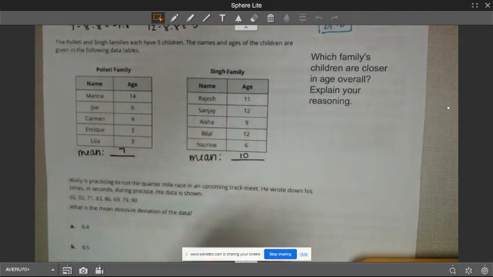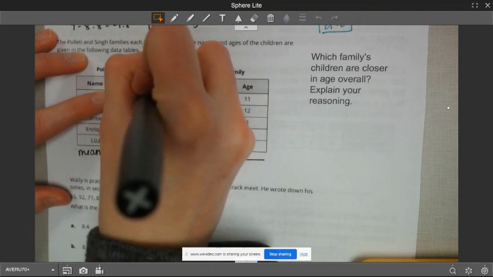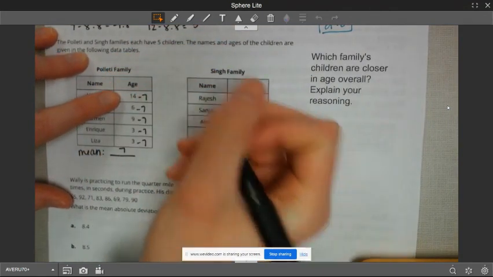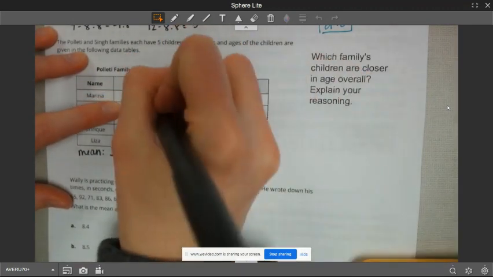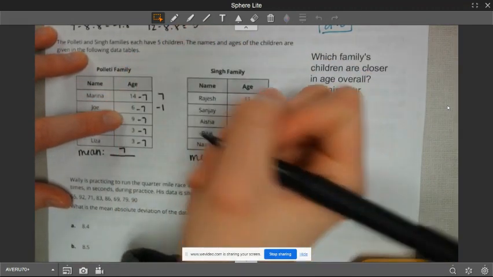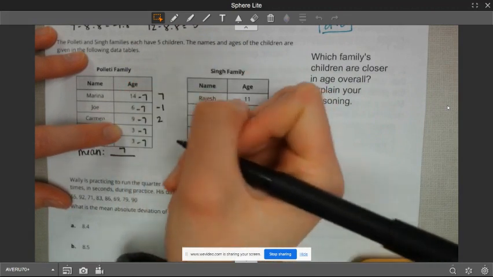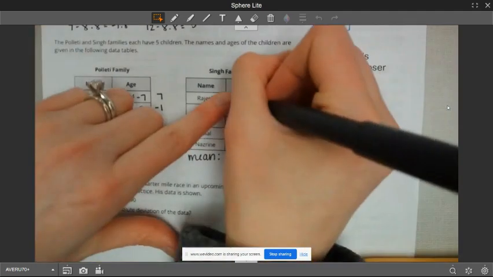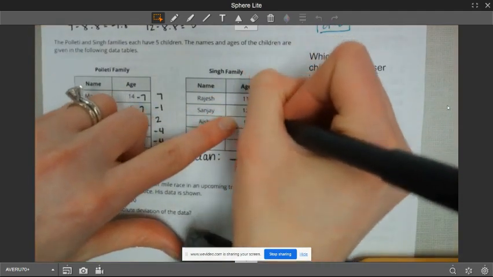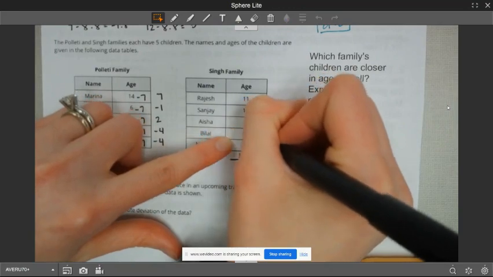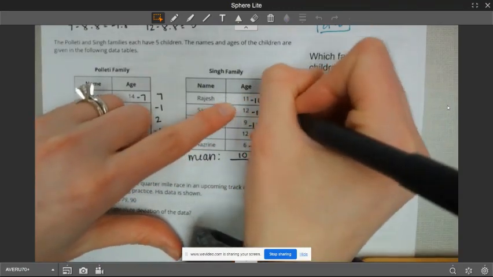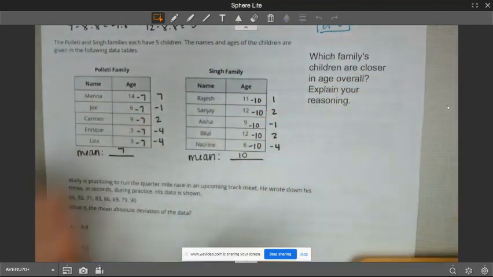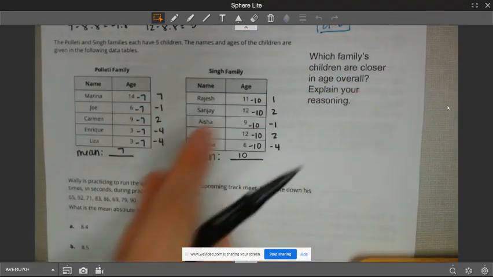Next step in finding mean absolute deviation is to subtract all of these by the mean. So minus 7, minus 7, minus 7, minus 7, minus 7. 14 minus 7 is 7. 6 minus 7 is negative 1. 9 minus 7 is 2. 3 minus 7 is negative 4. Then we're going to subtract 10 from all of these because the mean for this family was 10. So we get 1, 2, negative 1, 2, negative 4.